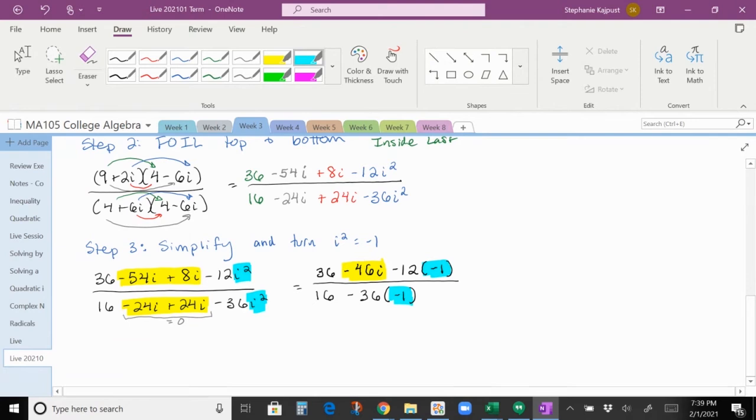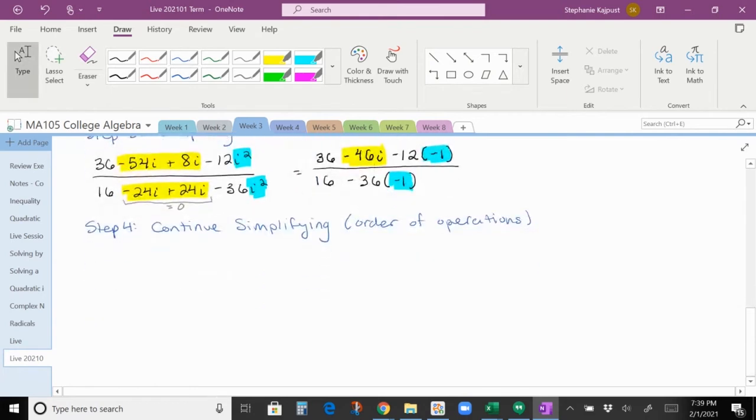So we've added our like terms, we've turned i squared into negative 1, and now we want to continue the simplifying process. So we're going to go through our order of operations here. So I'll just rewrite what we had.